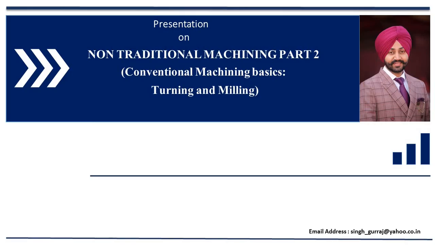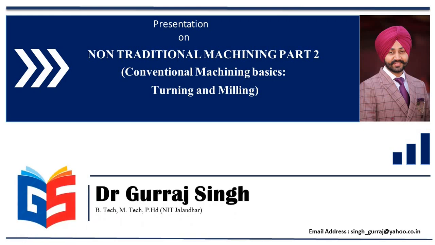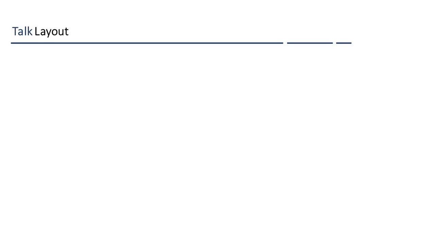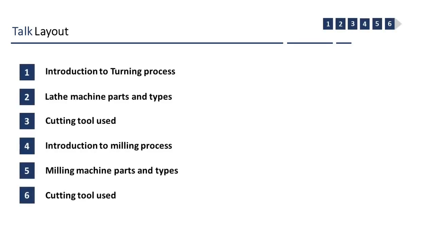Non-traditional machining, part 2. Welcome to the second part of this lecture series on non-traditional machining. To begin with, we'll be starting with conventional machining so that we can later on distinguish between conventional and non-conventional machining. In this part, we are going to discuss two very important conventional machining processes, which are turning and milling. I am Dr. Gurraj Singh, and this lecture is going to be split into 6 different parts.